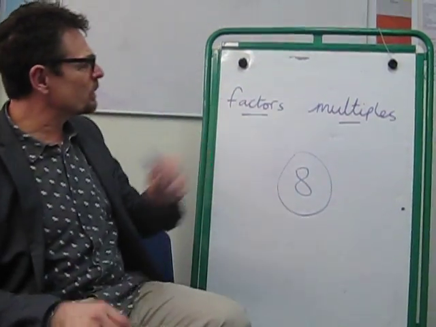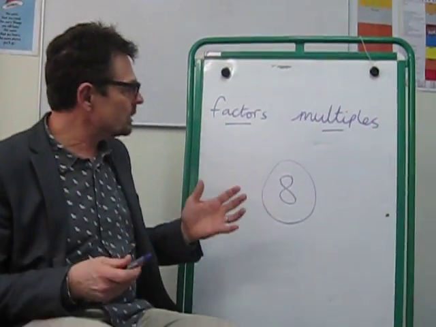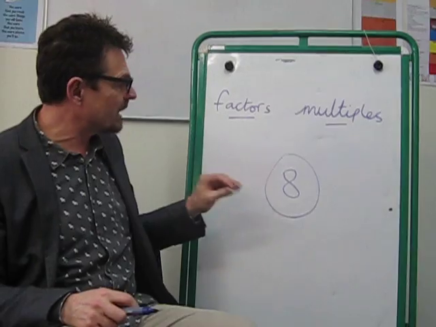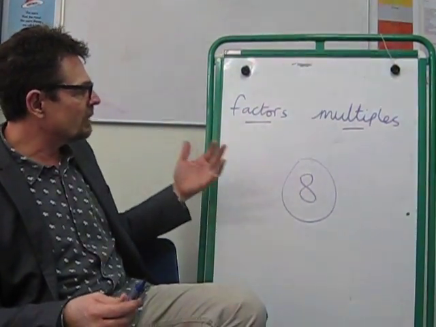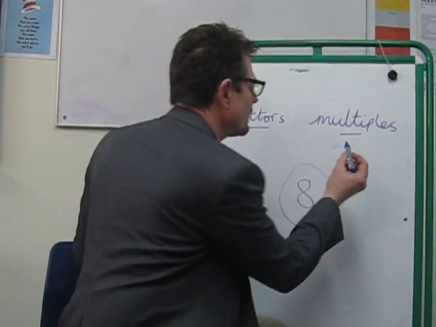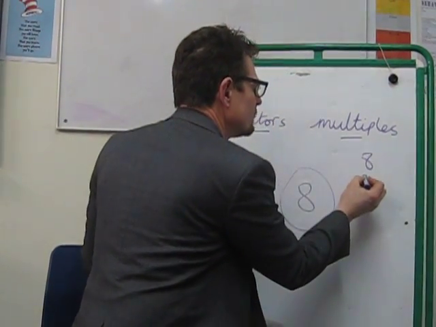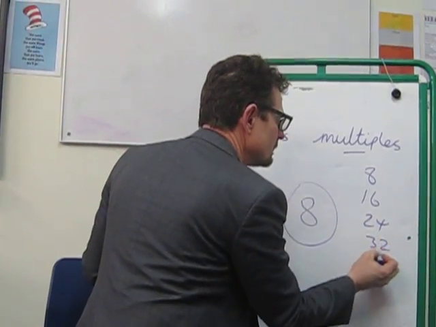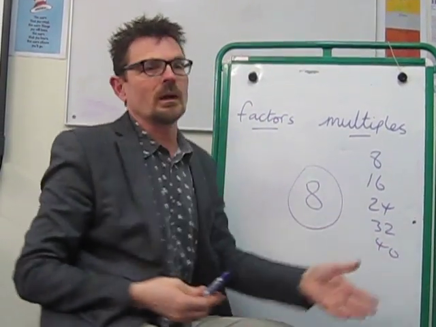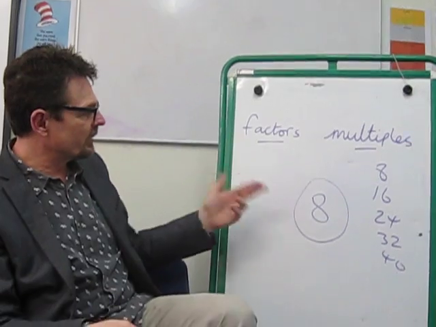A multiple is very easy. A multiple of a number is just any number that's in that number's times table. So let's look at the number 8. Multiples of 8 start with 8, and they just go up the times table: 16, 24, 32, 40, etc. So they are multiples of the number 8.